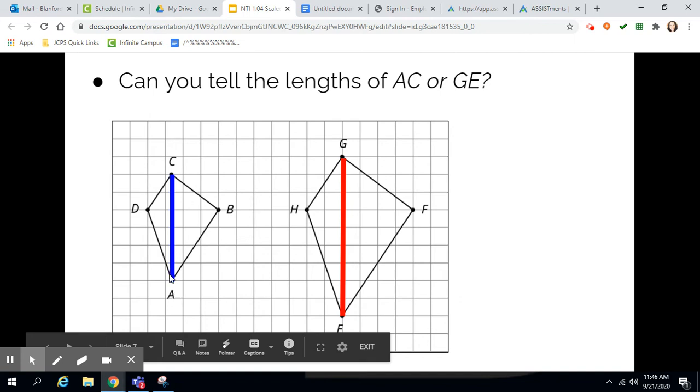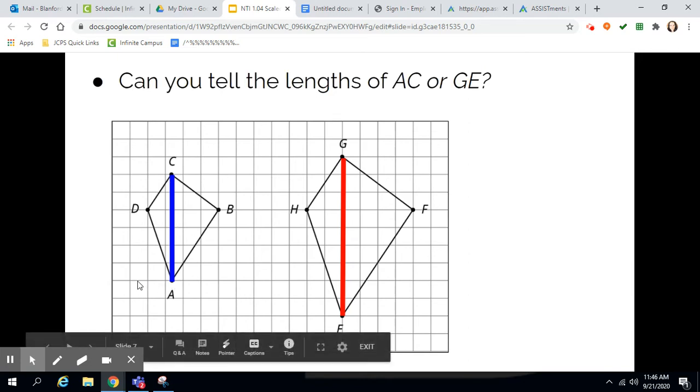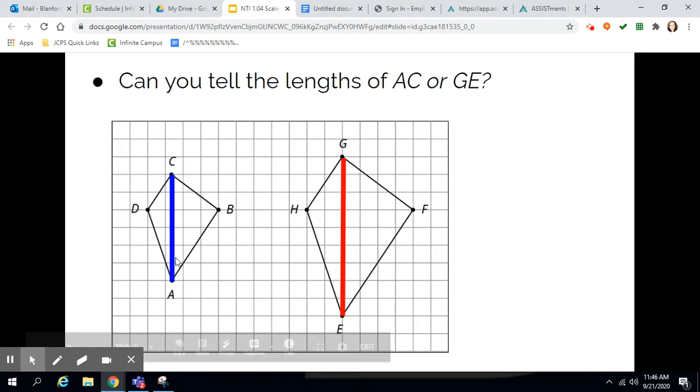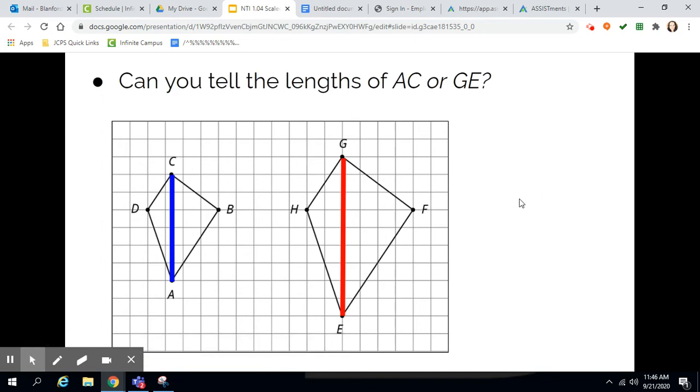Now over here, the AC is not actually on a grid line, but we do know it starts at this grid line and ends at this one. So even though it's not on one of these up and down lines, I can still tell that it's 1, 2, 3, 4, 5, 6 squares up and down. So this has a length of 6. This has a length of 9.